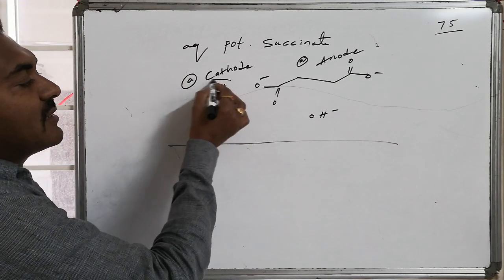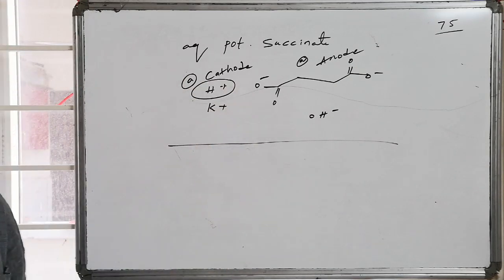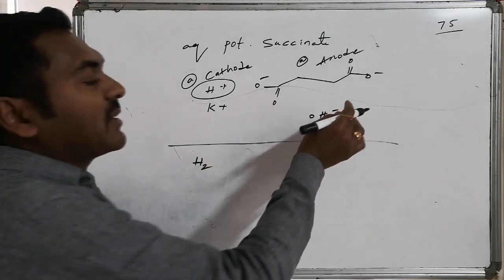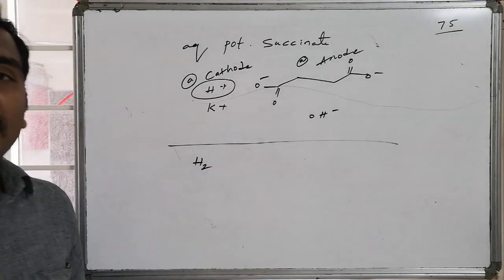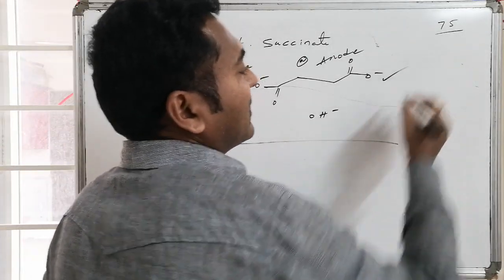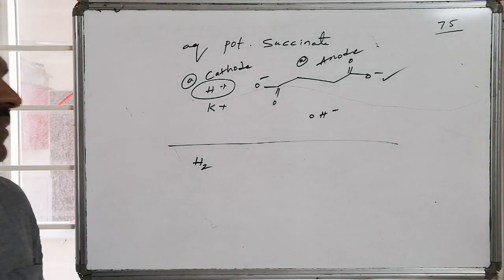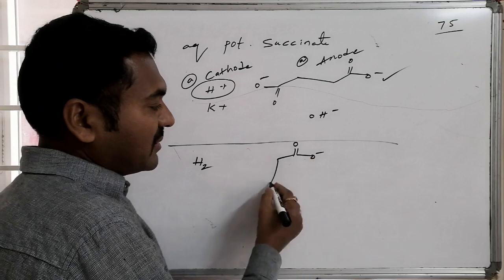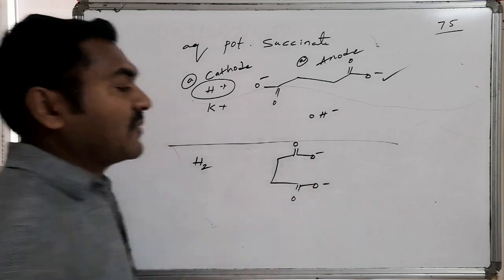Here the discharge potential of hydrogen is little. Hence, hydrogen gas is going to be liberated. Whereas, compared to the OH minus discharge potential, the succinate discharge potential is little. Hence, this succinate is preferable. This undergoes oxidation. Oxidation is a process that participates in losing of electrons.